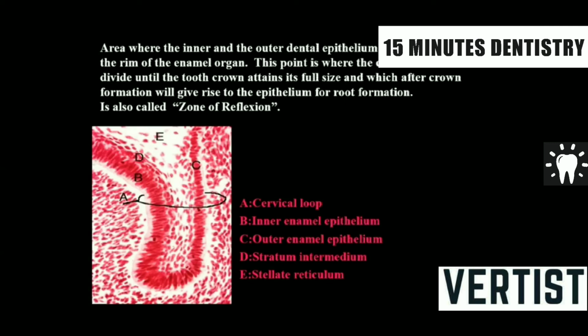And in case of bell stage, you will get one more epithelial structure called the stratum intermedium. In cap stage, you got inner enamel epithelium, stellate reticulum, and outer enamel epithelium. But in case of bell stage, you have inner enamel epithelium, outer enamel epithelium, stratum intermedium, and stellate reticulum. In cap stage, there are only three cell layer structures, while in case of bell stage, it is made up of a four layer structure: inner enamel epithelium, outer enamel epithelium, stratum intermedium, and stellate reticulum.